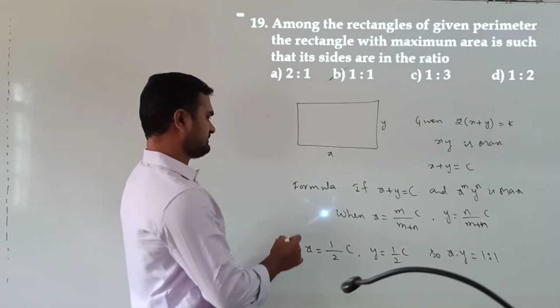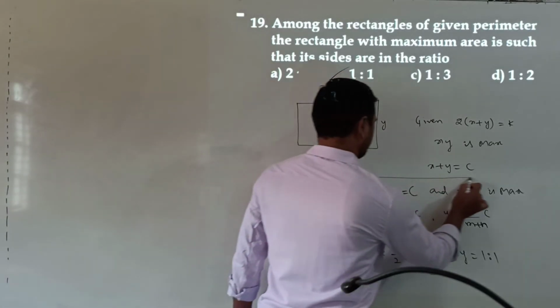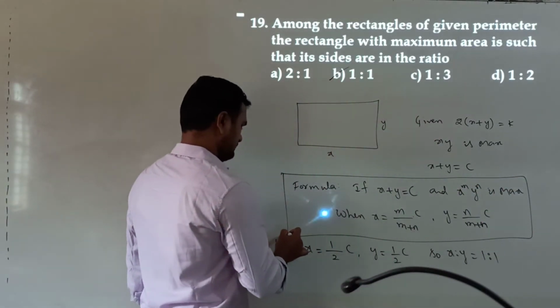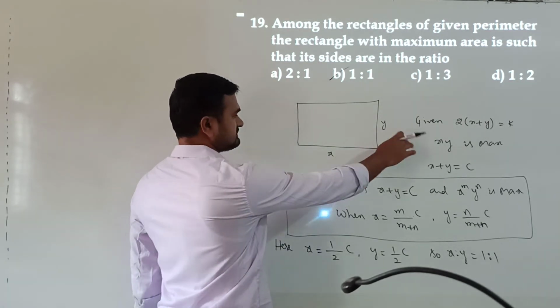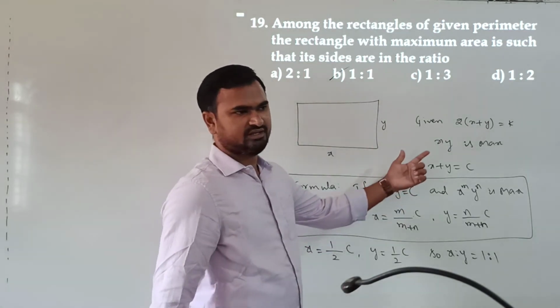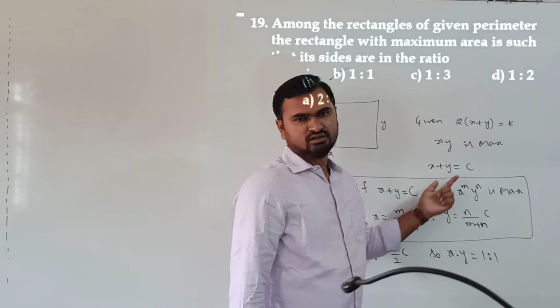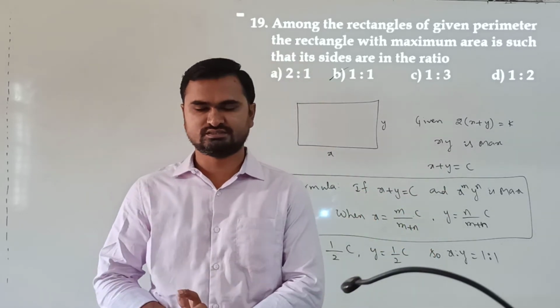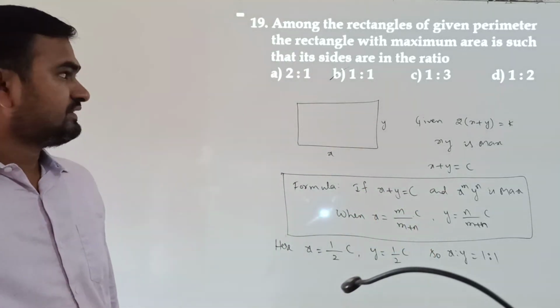You have to remember this formula. Based on this, not only when xy is maximum, sometimes it will be given that x square y cube is maximum. Then we can find the x and y values. Okay, so the next question.